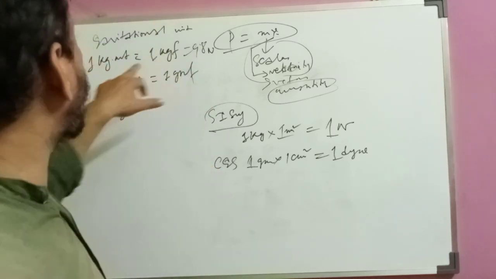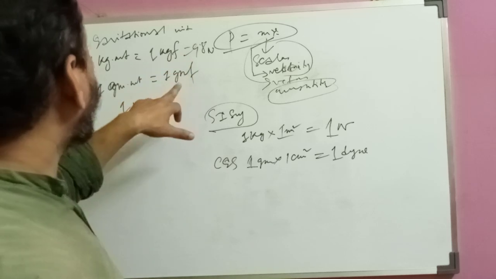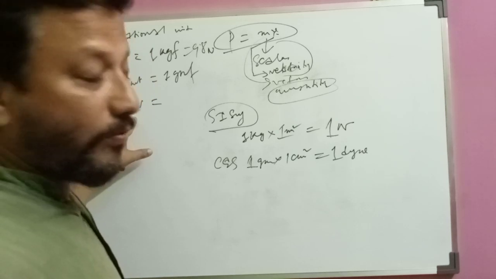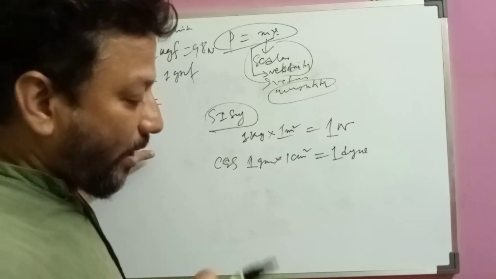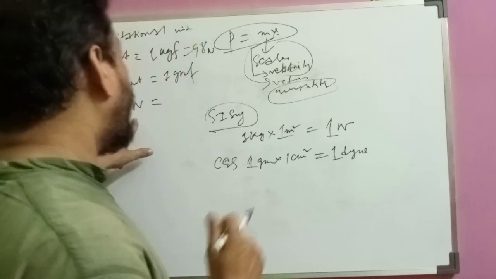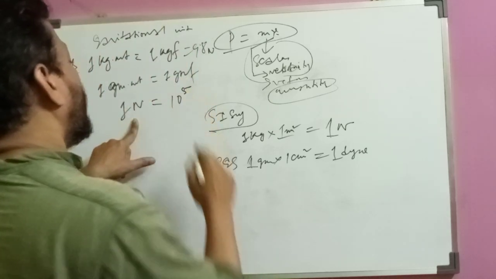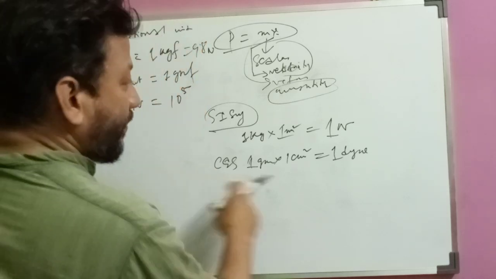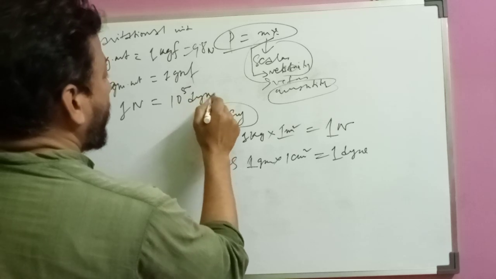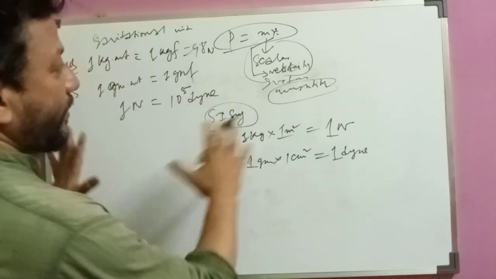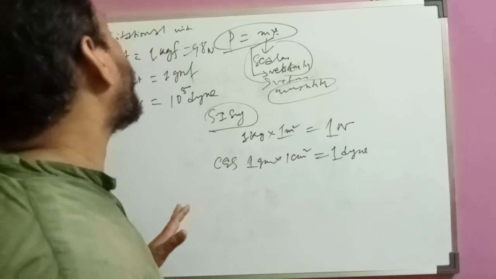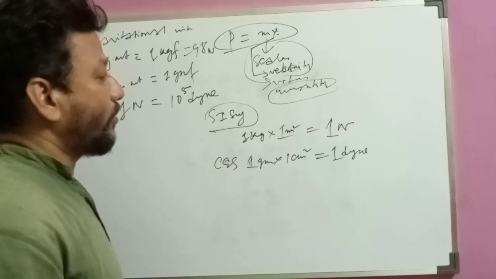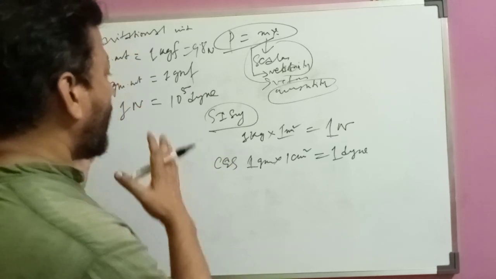What is the relationship between the Newton and the gram weight? The relation will be: 1 Newton is 10 to the power 5 dyne, as we previously know. So these are the basic things we have discussed, the general unit and the gravitational unit. One after one, we will do it this way.